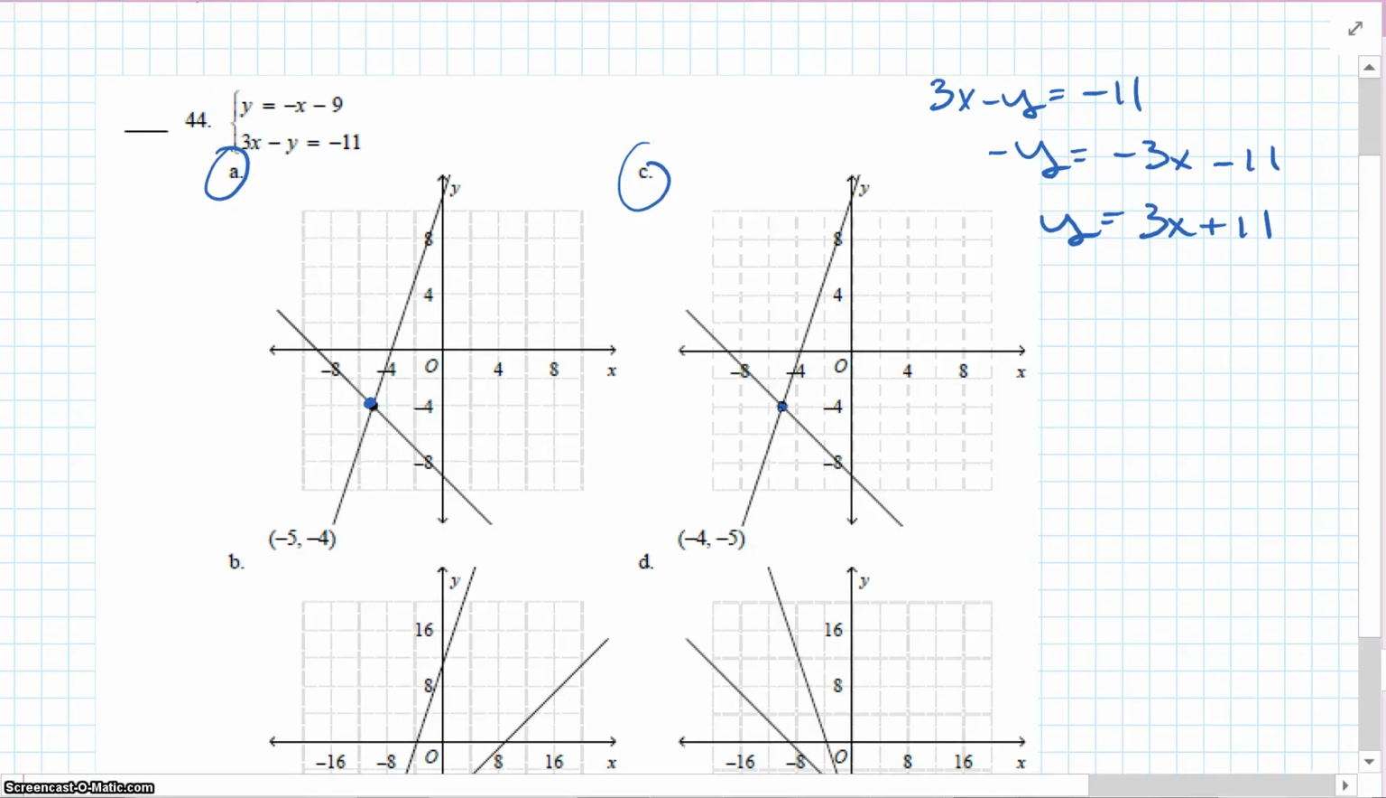They look the exact same. So what point is this? So it's (-2, 4). It looks like so negative 5. And then (-2, 4). So I'm looking for (-5, -4). So 44, the answer should be A.